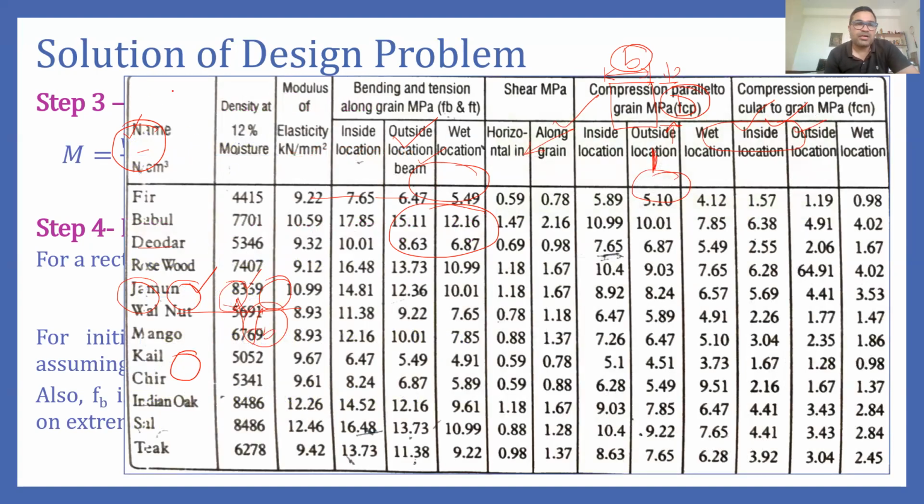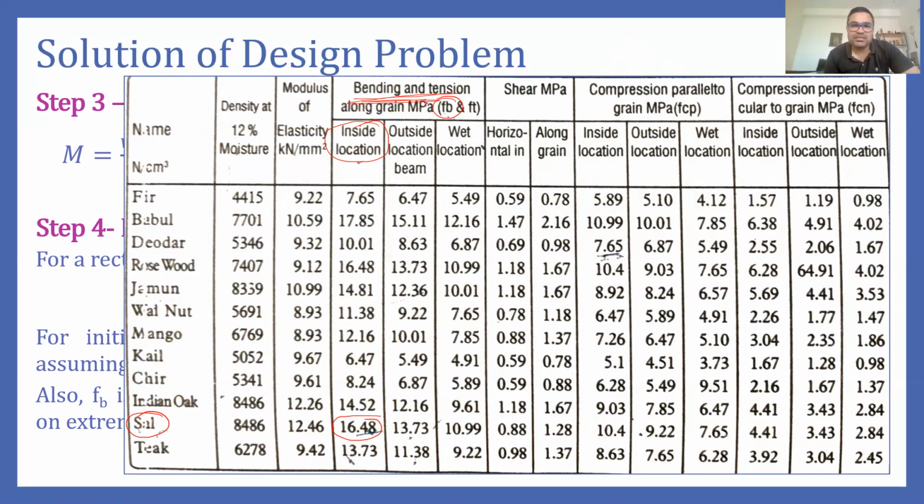Yes. So this is the table that I have shown you in the previous lecture also. So here we have to find out FB. FB can be found from this column, which is FB. So FB for inside location, because our timber beam is for inside location, and also our timber is of salwood. So this is the salwood. Corresponding to this salwood, we have the value of bending stress as 16.48. So from this table, now we know that the value of FB is 16.48 Newton per mm square.